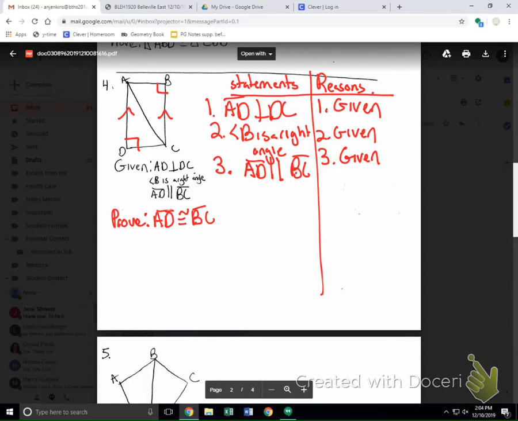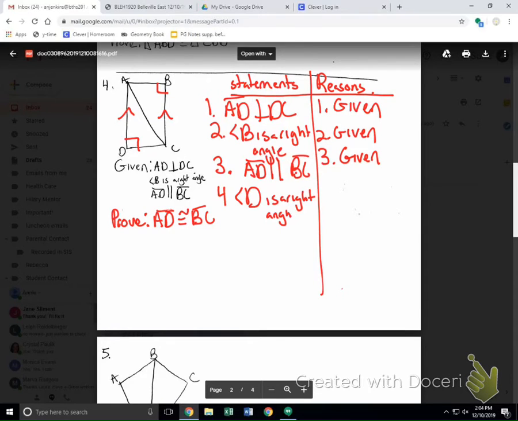So let's start with the fact that it's perpendicular. What do we know about perpendicular lines? They form right angles. So we have to say that that's a right angle. Notice the two lines meet at the corner of that rectangle. We can just call it angle D because there's no more angles there. Angle D is a right angle.